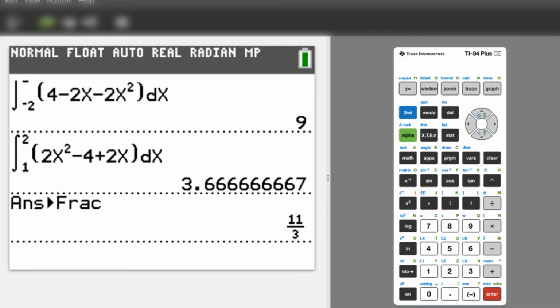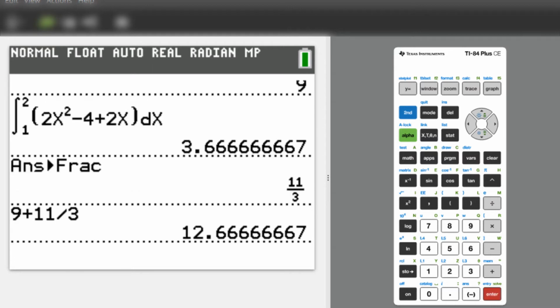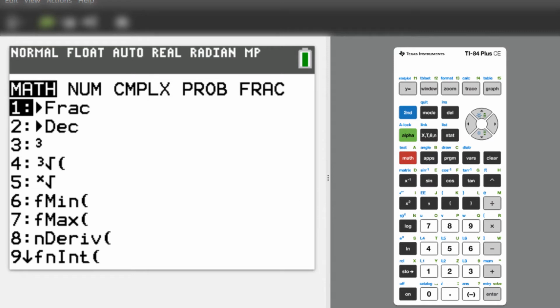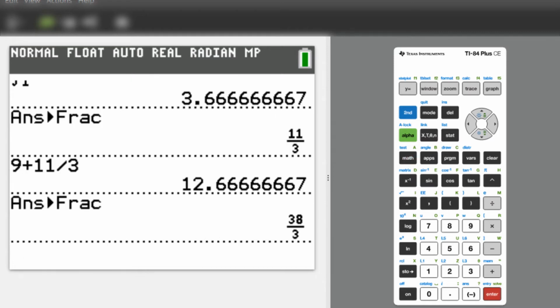So do 9 plus 11/3. And again, we get a repeating decimal, so let's just do Math frac enter. And we get 38/3. Let's transfer these numbers to our workspace.